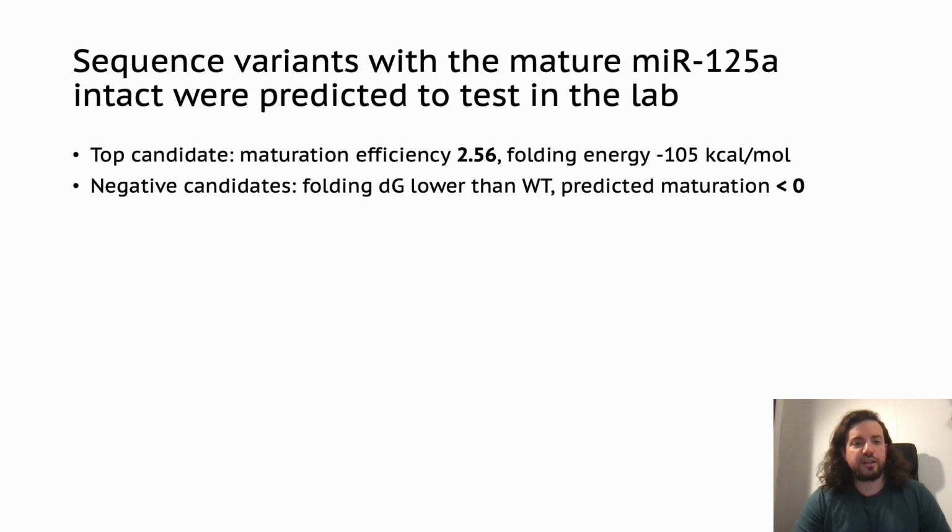So our top candidate has maturation efficiency 2.56, and it still preserves the mature sequence, so it's easier to measure in the lab. And we also have negative candidates which have folding energy lower than wild type, but still the dynamical signature is unfavorable, so they have predicted maturation of 0.